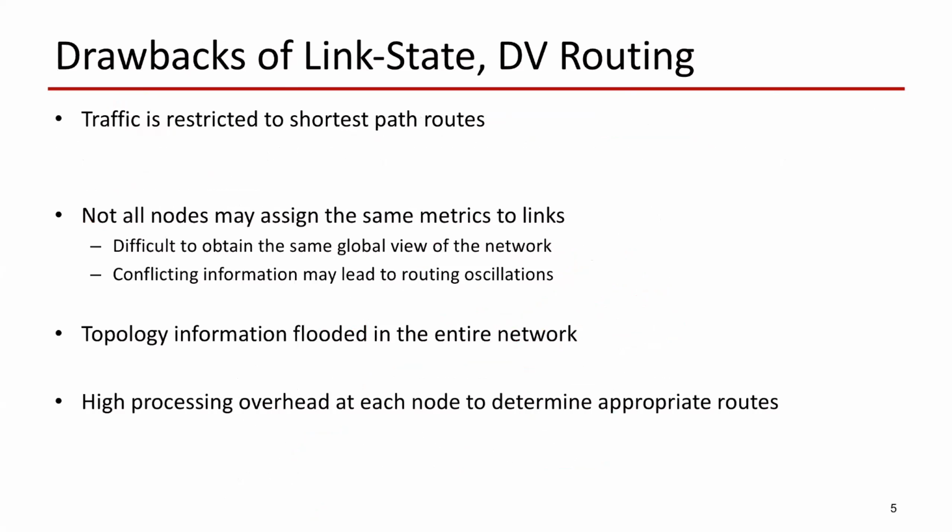Okay. So the drawback of link state and distance vector routing. We talked about link state and distance vector in the last class. You know what? In reality, this is not working. Why? Because it is a business. And the data traffic is restricted to the shortest path route. So link state and distance vector prefer to go the fastest possible way and always choose the shortest path. So not all nodes may assign the same metric to the link.